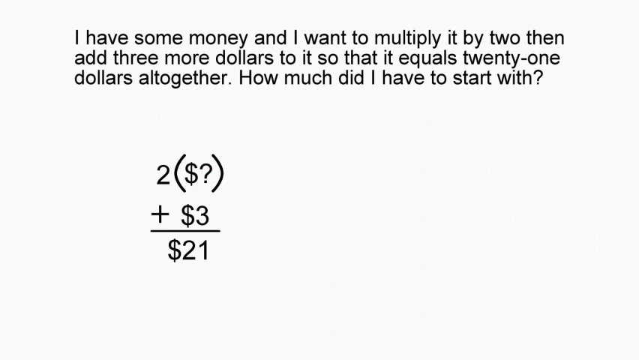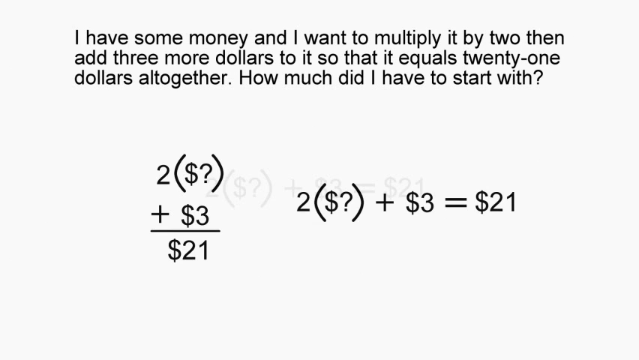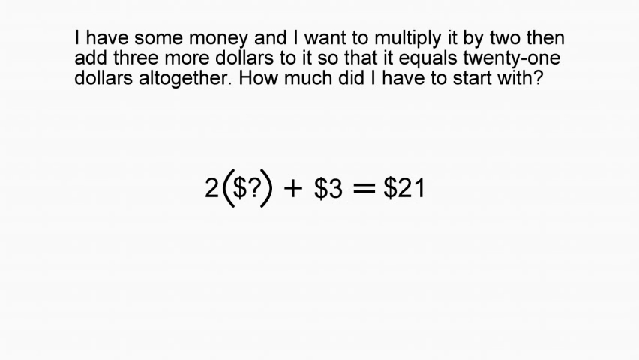You can write this straight up and down like this since it's just an arithmetic problem, but it's going to be hard to solve it this way. It's better to write it horizontally like this. Let's take a closer look at what we're trying to do here in this equation. I need to figure out how much money I have to have so that when I multiply it by 2, then add $3 more to it, it has to be the same as $21.